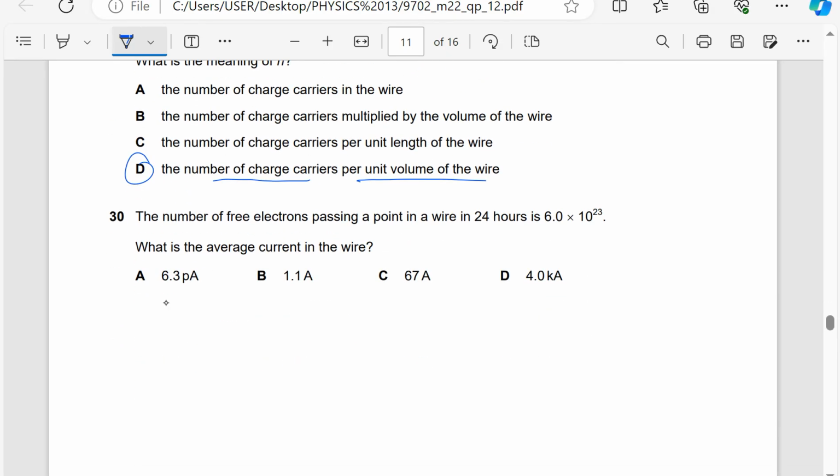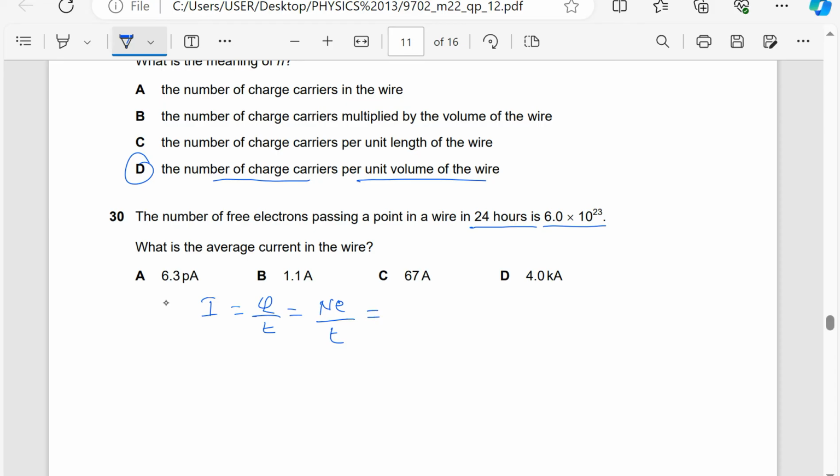The number of free electrons passing a point in a wire in 24 hours is given as 6.0 times 10 to the power of 23. What is the average current in the wire? Of course, we know that current is equal to total charge per unit time. Charge is the number of charge carriers in the wire times the charge of each charge carrier, over t. Now, this capital N is not the same as the previous small n. Capital N is the total number of charge carriers, not the number of charge carriers per unit volume.